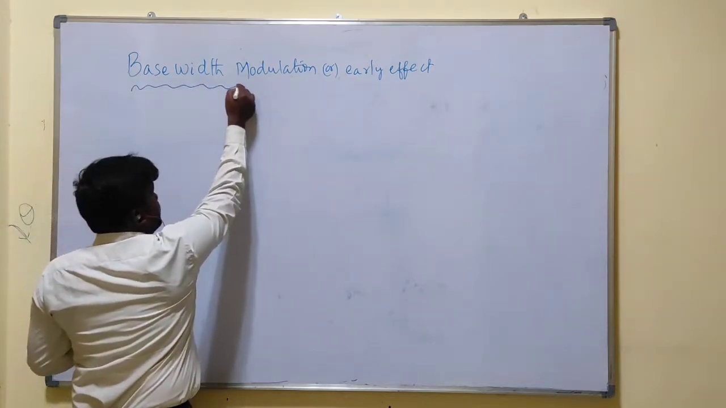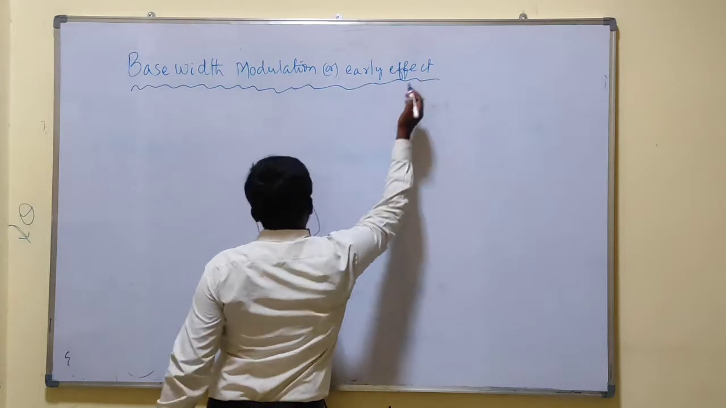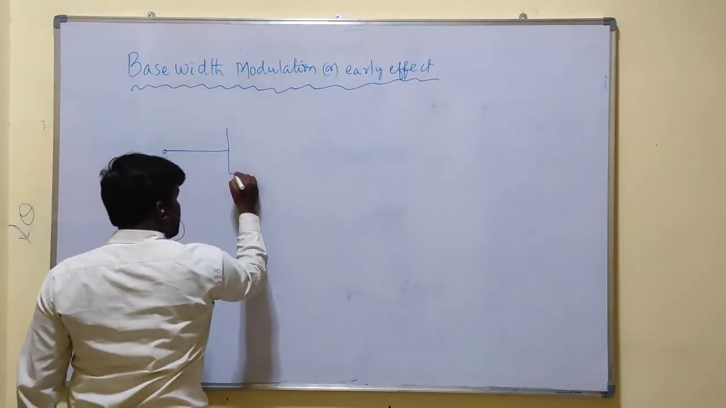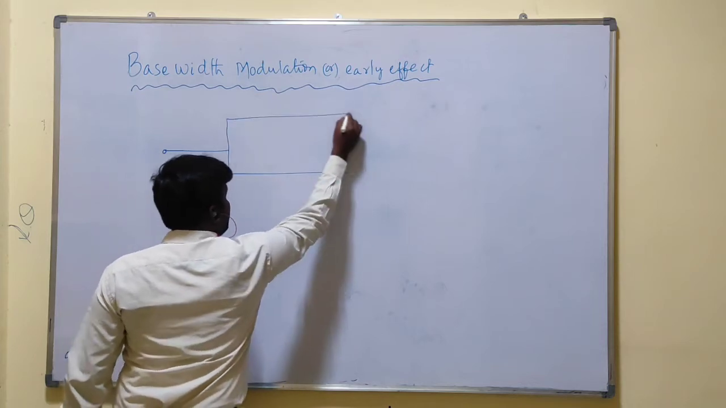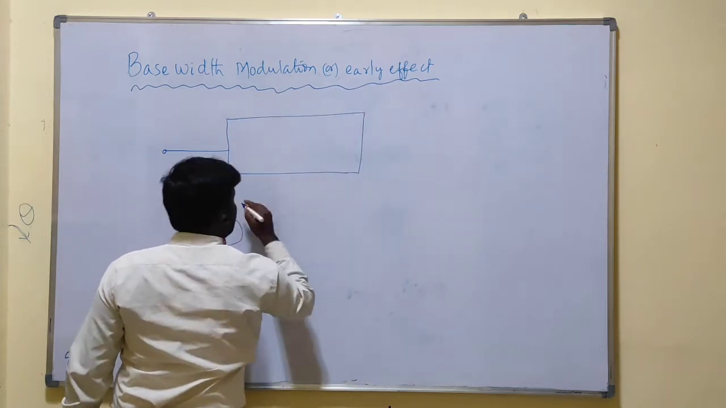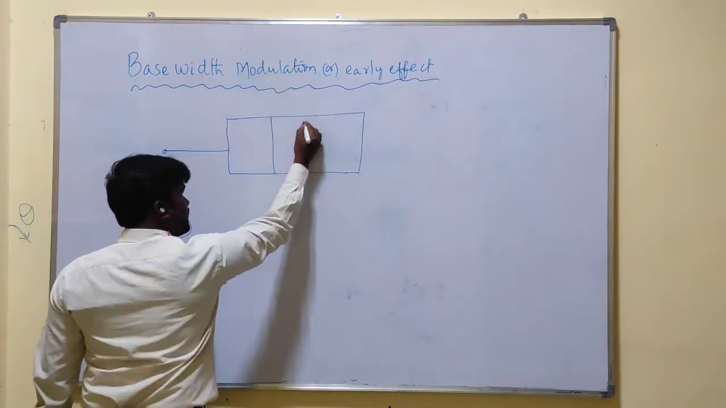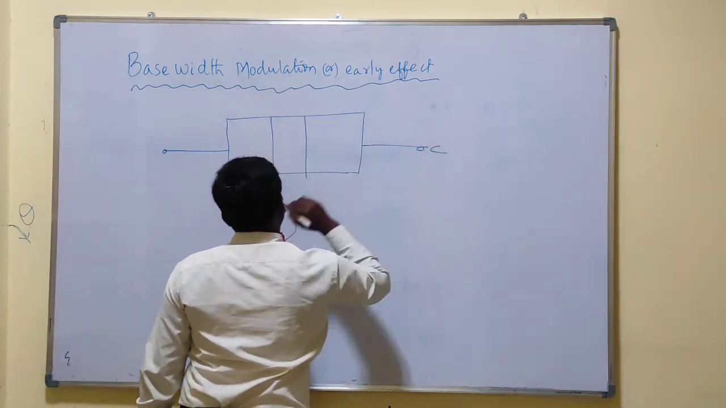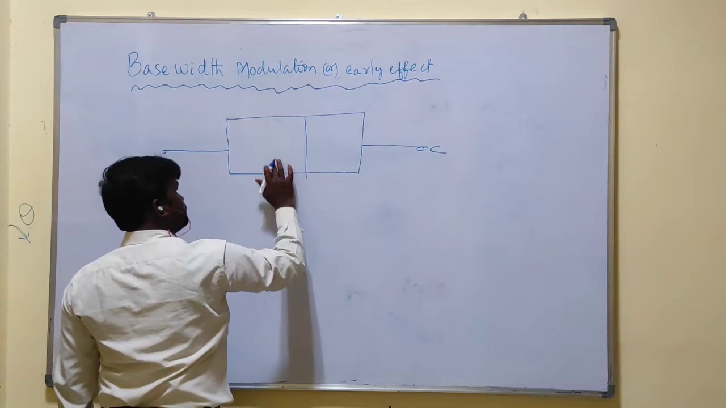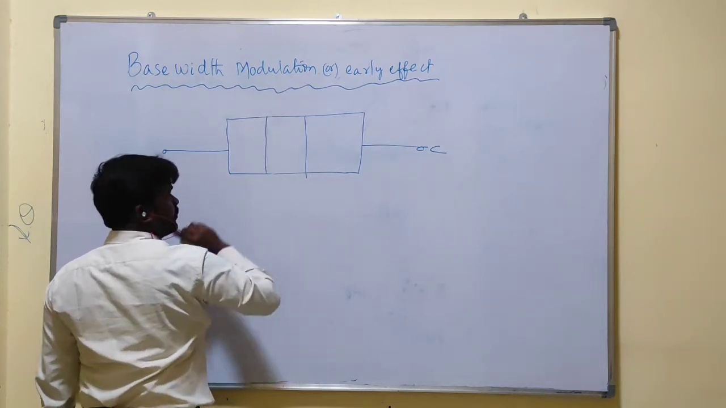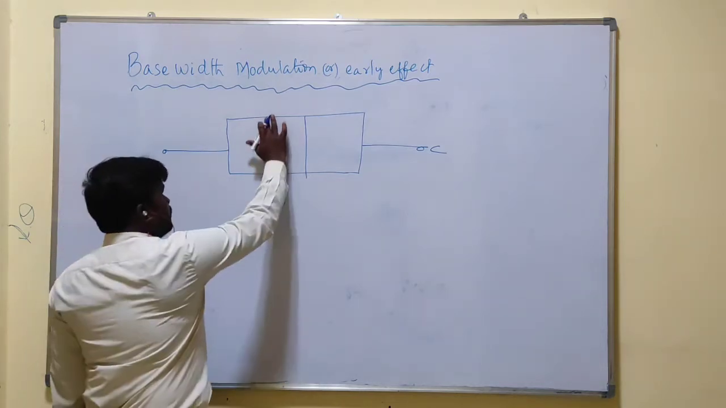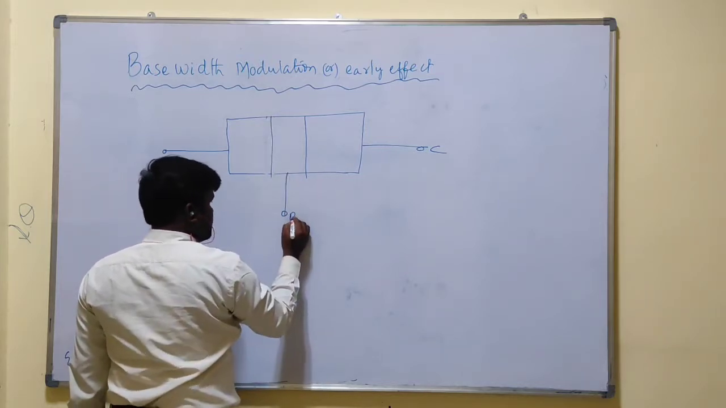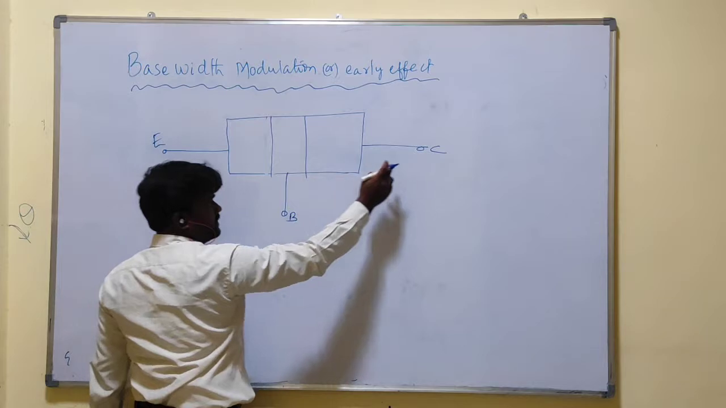In the transistor we have three terminals. What are the three terminals? Emitter, base, collector. This is the collector. Now, this is base and this one is emitter, this one is collector.